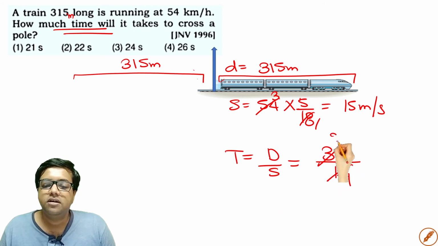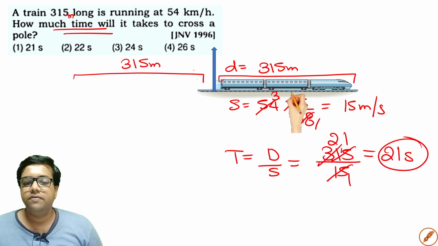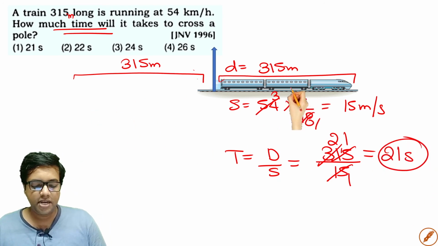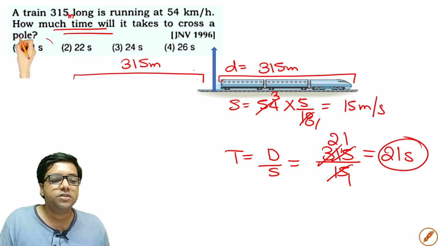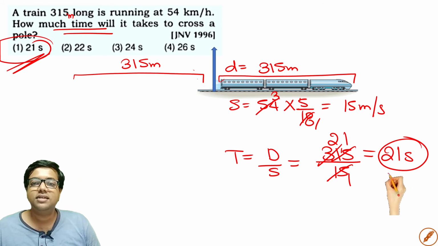15 ones are 15. 15 twos are 30. 1 remains. 15 ones are 15. So 21 seconds is the duration in which the train will cross over the pole. So option 1, 21 seconds, is the right answer.